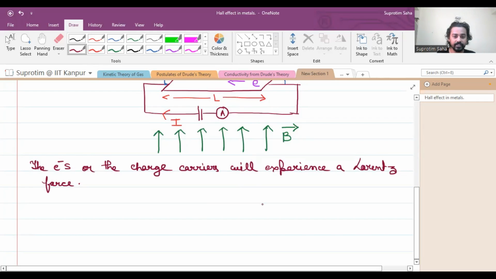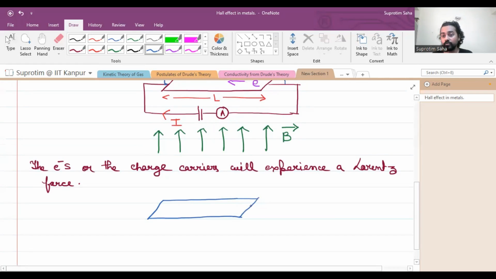So let me just redraw the setup. This is your thin film, the thin layer, and why we are choosing this thin layer means along the z direction it's very thin. So the electrons are bound to move only in one plane. Of course, in bulk 3D materials you see the Hall effect, but for basic understanding of the phenomenon, the electrons are moving only in a plane, so the calculations become easy and simplistic. All right, so it's moving in a single plane only.